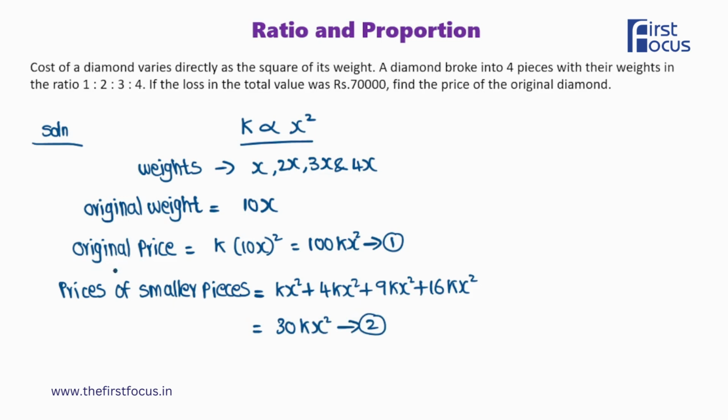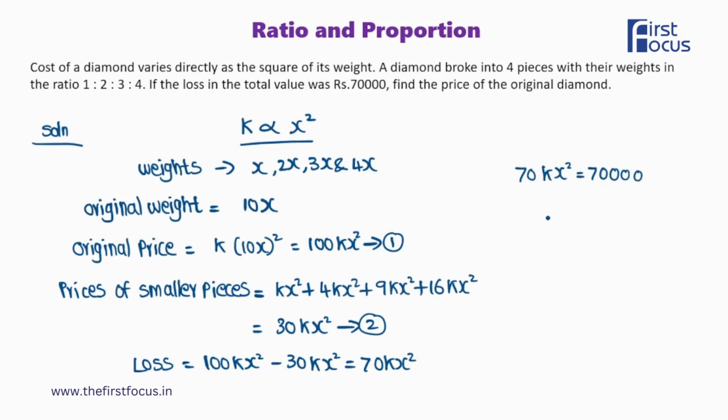What is the loss in the price of smaller pieces from the original price? So the loss is equal to 100kx square minus 30kx square, which is equal to 70kx square. In the question it is given that loss in the total value is equal to 70,000. So we have to equate this loss 70kx square with 70,000, and so we got the value of kx square as 10,000.